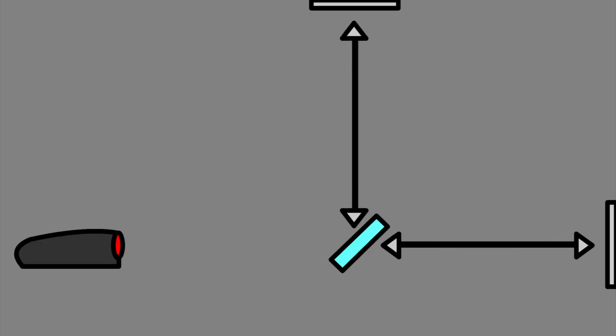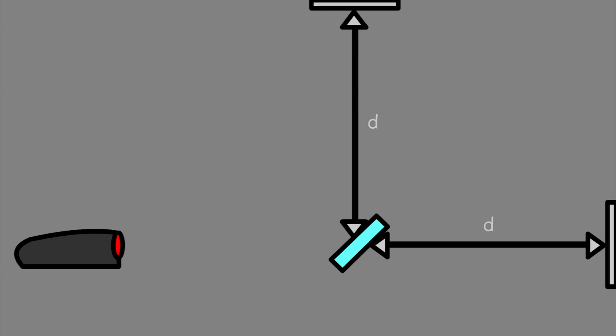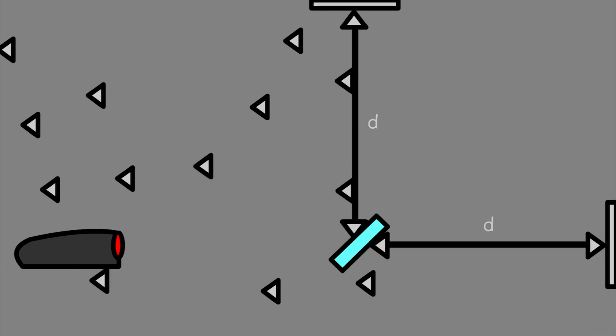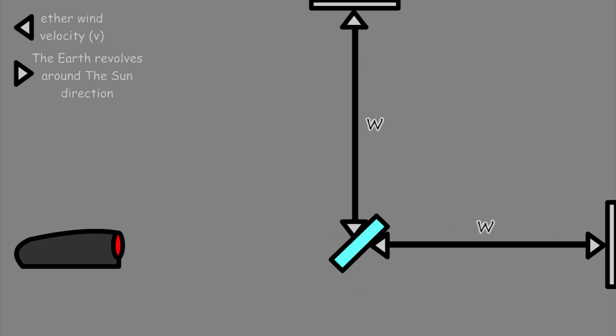A laser source emits a monochromatic wave, i.e., a wave with a single wavelength. Let this wave propagate in the same direction as the ether. Then, this electromagnetic wave is split into two beams at right angles using a Michelson interferometer. The beams are reflected back using mirrors placed at equal distances and then interfere with each other. Let the distance between the interferometer and the mirrors be labeled W.